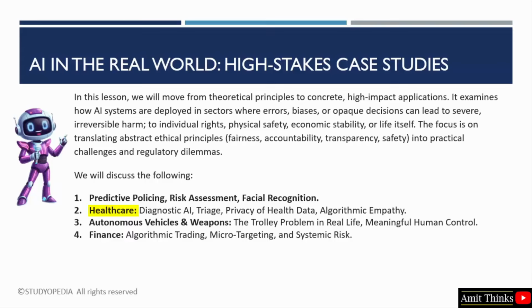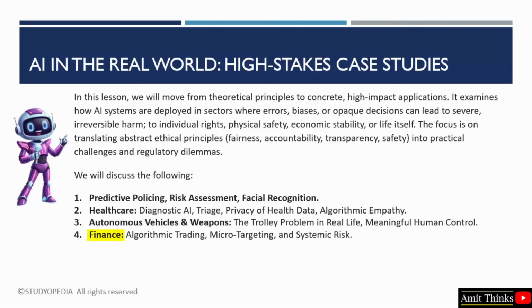That is, how reliable are AI systems in diagnosing illness, how is sensitive health data protected, can AI show empathy in patient care. The third one is autonomous vehicles and weapons, the trolley problem in real life, meaningful human control. That is how do autonomous systems handle life or death decisions. What does meaningful human control really mean in warfare and transport?